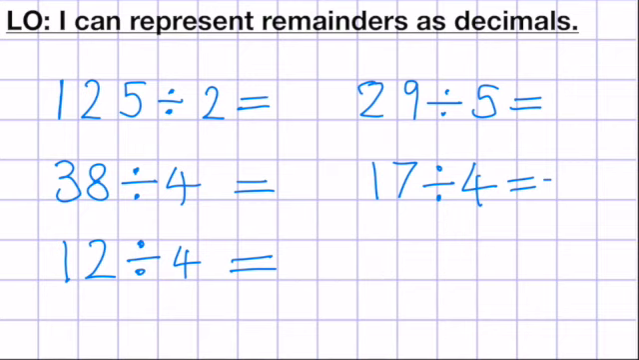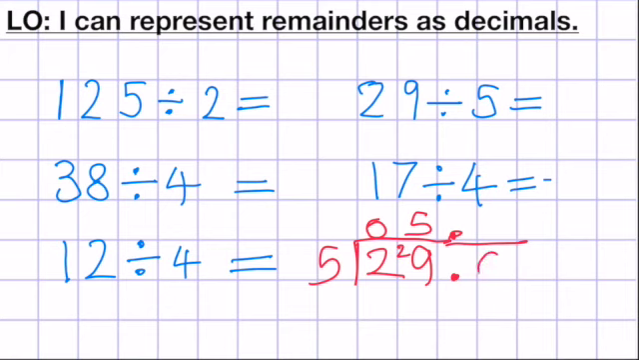29 divided by 5. Let's do our bus stop method. 5 goes into 2 0 times. Carry the 2 over. 5 goes into 29 5 times, because 5 times 5 is 25. And then 29 take away 25 is 4. So we have a remainder of 4. So if I put a 0 and I put a 4 here, 5 goes into 40 8 times.